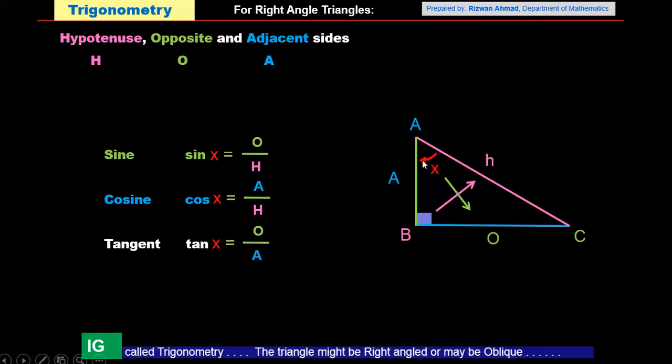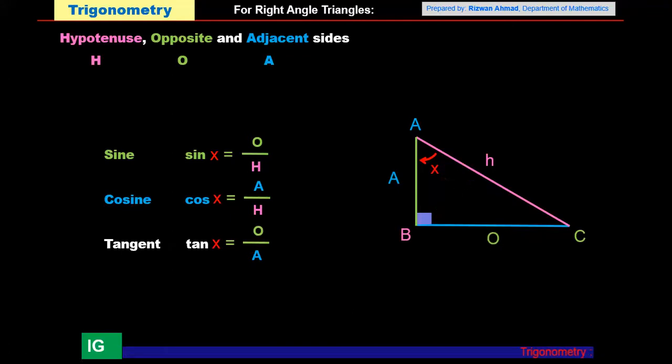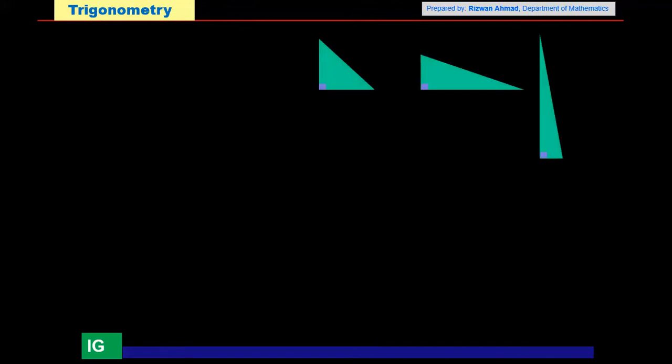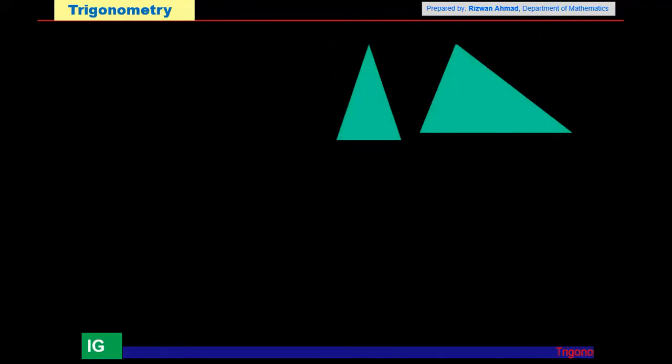But here, if the angle is this, then this is opposite, and then this is adjacent. So this is for the right angle triangles. Then if the triangles are not right angle triangles, then these are called oblique triangles. Oblique means none of the angle is 90 degree.